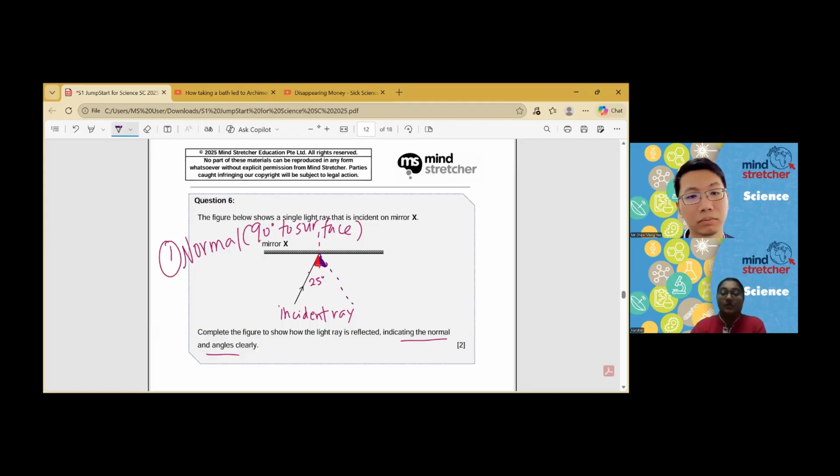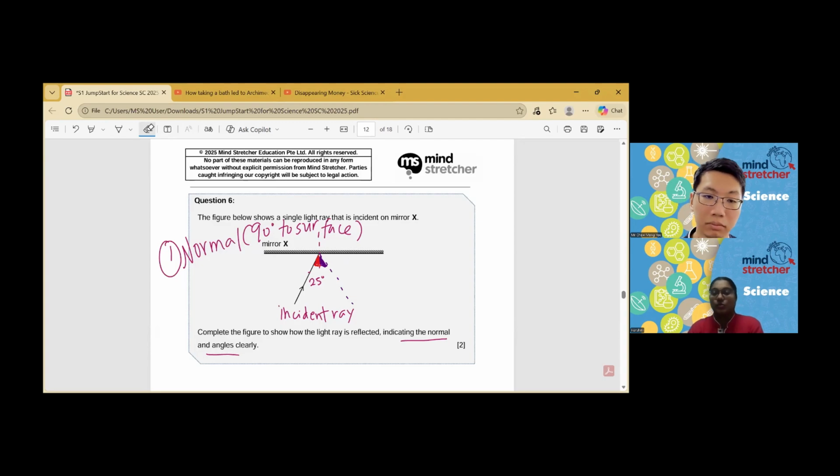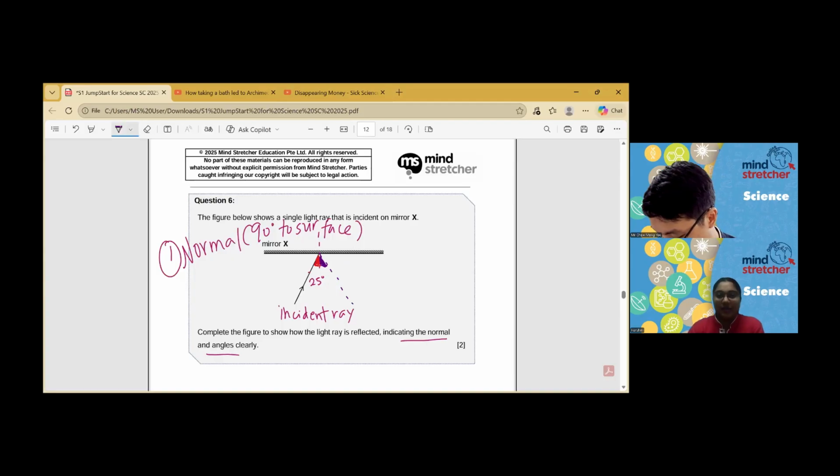The biggest mistake that a lot of students do is that they measure this part to be 25. No, the angle should be in the middle, in the middle of the normal and the ray. Not to the surface, nothing to do with the mirror. This has to be 25. And when you're ready, please put your ruler there and draw a solid line with your arrow head out.